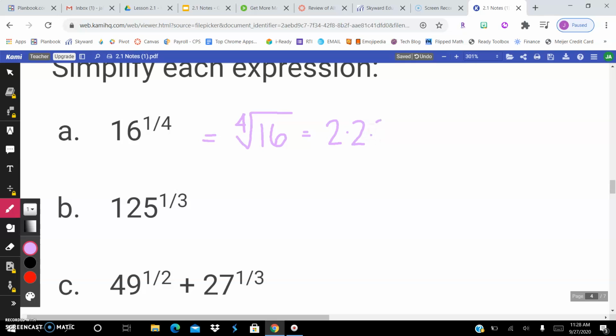2 times 2 times 2 times 2. Well, 2 times 2 would give us 4. This 2 times 2 would give us 4, and 4 times 4 would be 16. So the answer is, what did we multiply together 4 times to get 16? We did 2. So the answer to the 16 to the 1/4 power is 2.